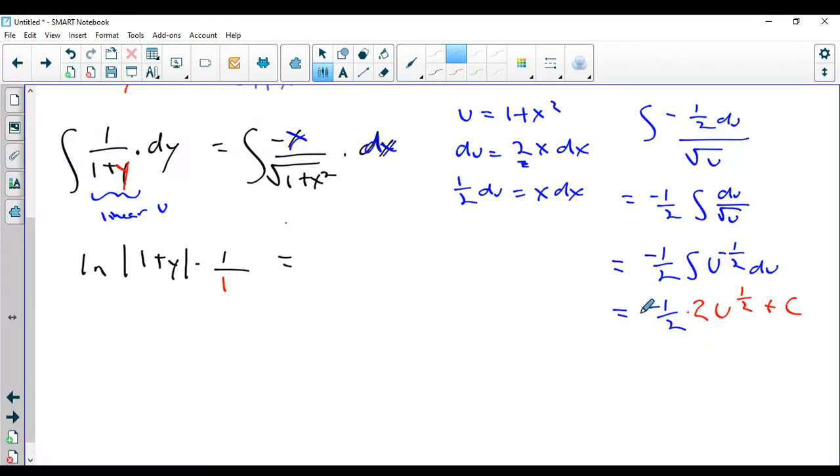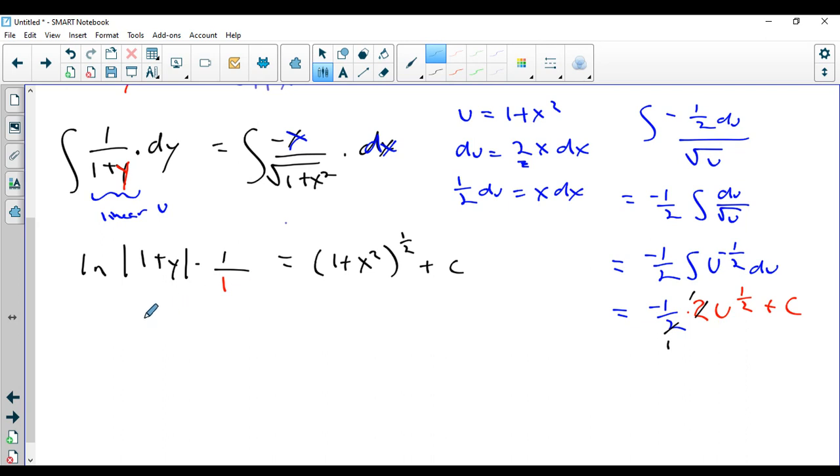Okay? So now, if I come back over here, think about what I have now. First off, negative a half times 2, that's just 1. But I'm not going to write u to the 1/2 over here because u is this. So I'm going to write 1 plus x squared to the 1/2, and then plus c. And if I wanted to, I can even write that as a radical. Okay, so there you go. So we're rocking and rolling.